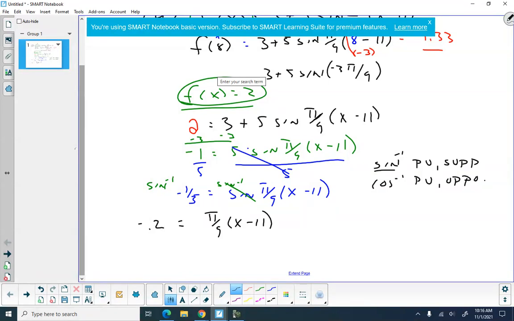Well, we have the inverse sine. As Rachel said, we need to take 3.14 and subtract off our negative 0.2. Okay, we have the minus negative, which turns into a positive. So we should have 3.34. So negative 0.2 or 3.34 is equal to finger space pi over 9 x minus 11.